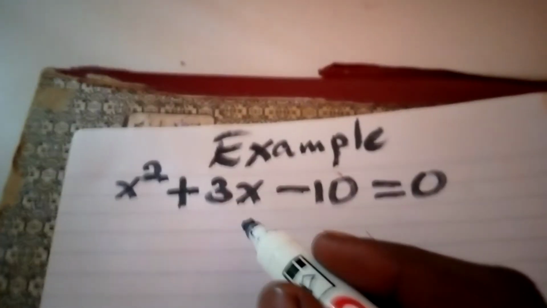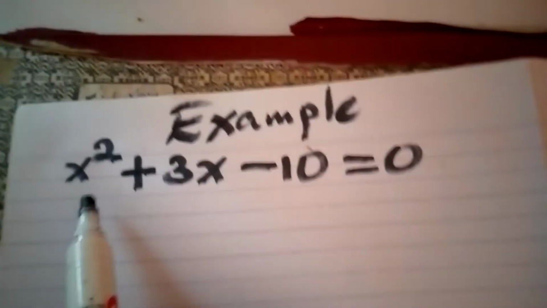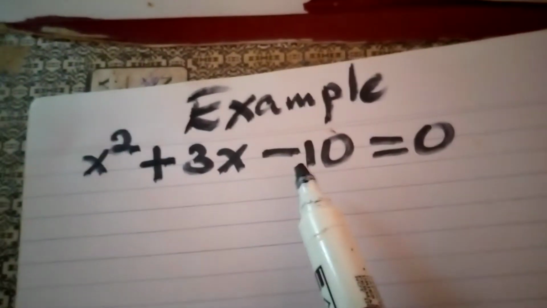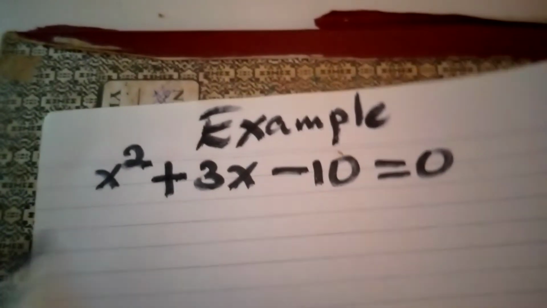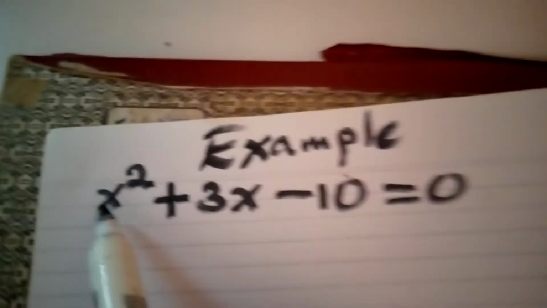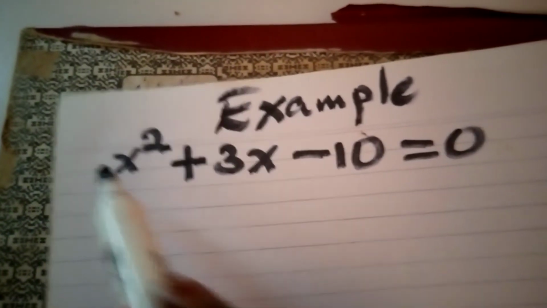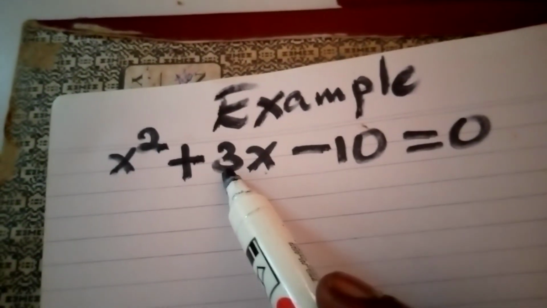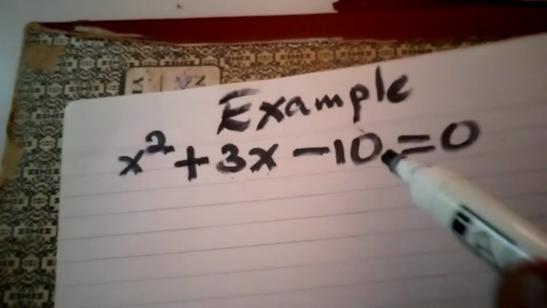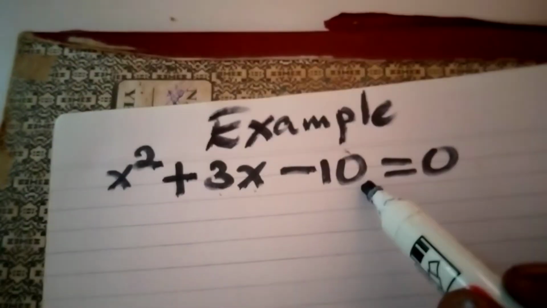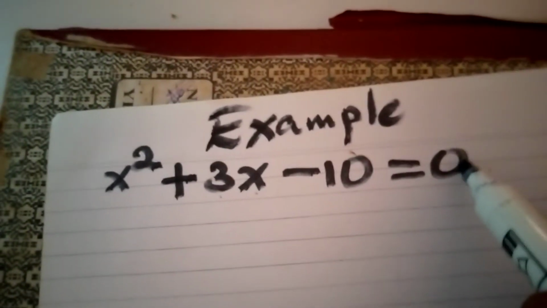So when we are to solve this one using the method of completing squares, look at the coefficients of the unknowns which we have. Now when we look at x squared, the coefficient of x squared is 1. Then the coefficient of x is 3. Then we have 10 as our product being equated to 0.